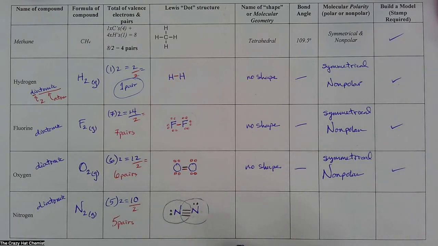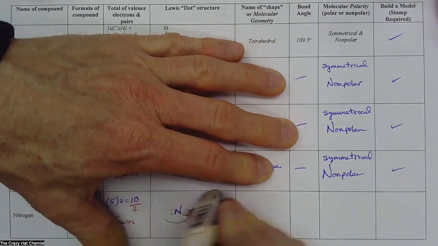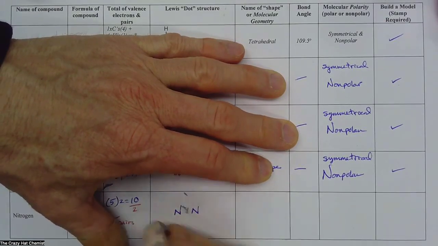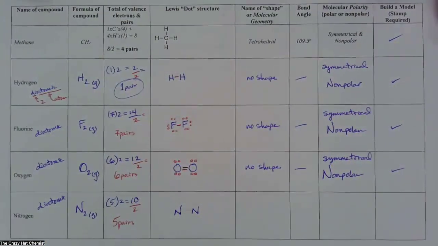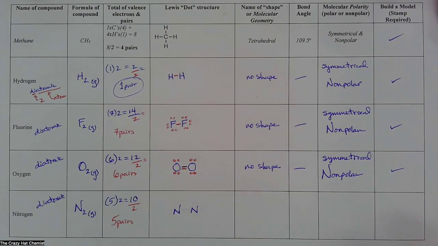So I'm going to clean this up. I'm going to erase all this here and make it look nice and pretty, like what it should look like. So let's get rid of that, and we'll do this in red so it's nice and clear. So there is actually a triple bond in between the 2 nitrogens, and then there's a lone pair of electrons on each nitrogen like this.